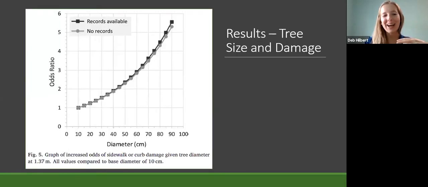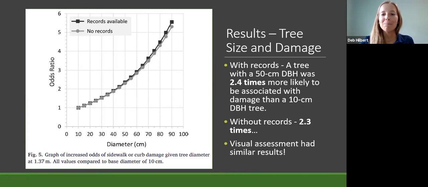And so that plays into this graph, which is basically just showing you that as diameter at breast height increases, the odds of that tree being associated with damage also increases, which is what we would think, right? The bigger the tree, the more likely to damage the adjacent infrastructure. So that's good. But what the numbers in this graph mean is that if you had a tree that had a diameter at breast height of 50 centimeters, it's 2.4 times more likely to be associated with damage than a little 10 centimeter diameter at breast height tree.